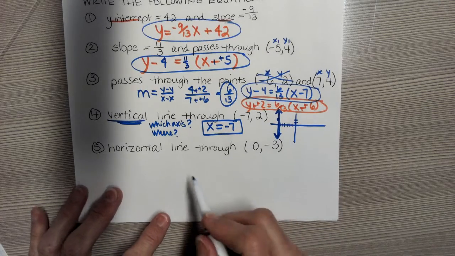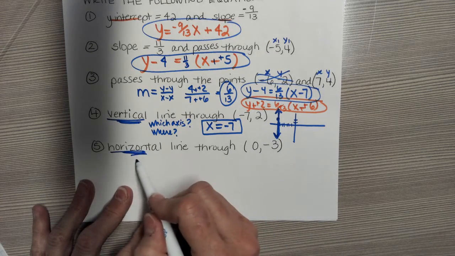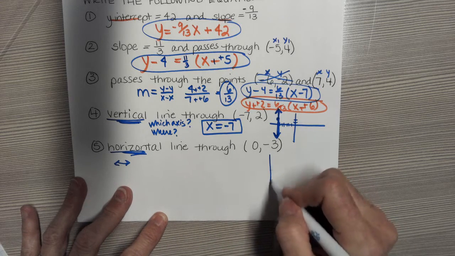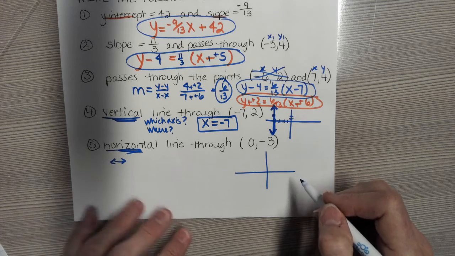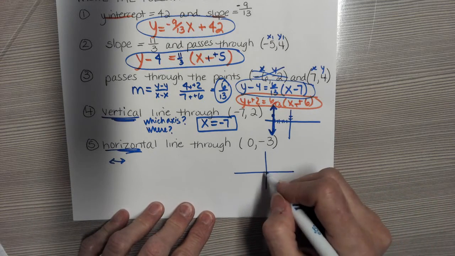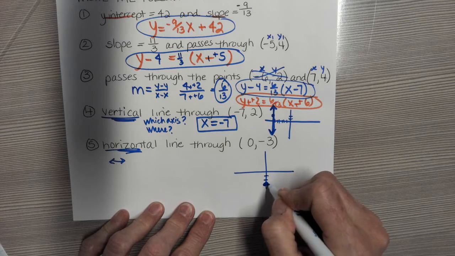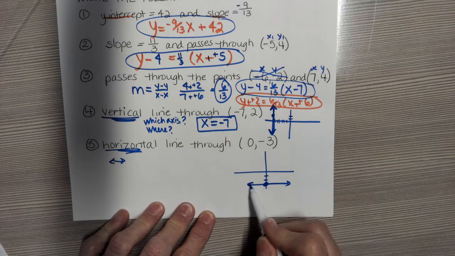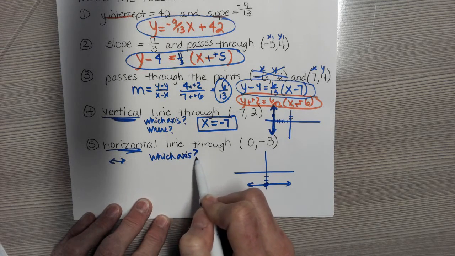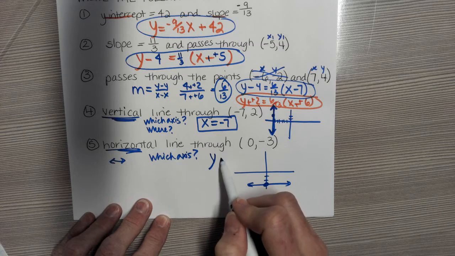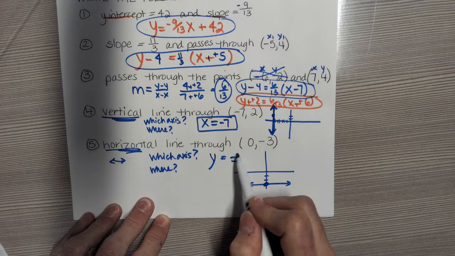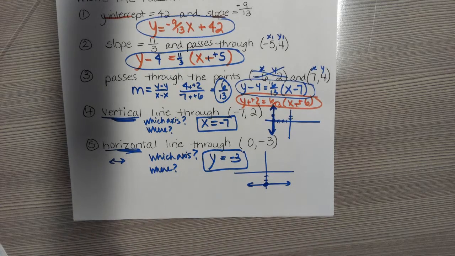Number 5, horizontal line. Horizontal line goes this way, and it's supposed to pass through the point 0, -3. So again, don't try to take shortcuts. Don't try to just guess. You've got a 50-50 chance. Don't do it. We have a point at 0, -3. Horizontal goes that way. Ask yourself two questions. Which axis does it cross? The y. Where does it cross? -3. That's it. You're done.